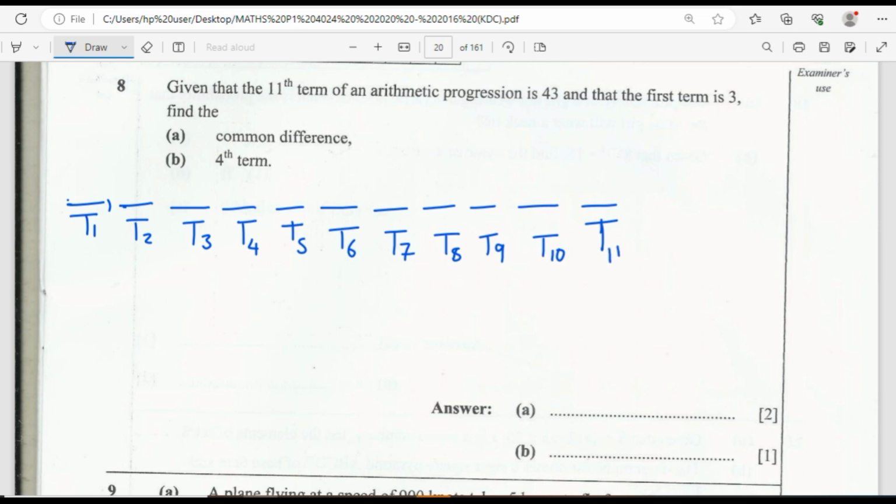Now the first term is 3, so we have a 3 here. Then the 11th term is 43. So how can we find the common difference given the first and the last term?